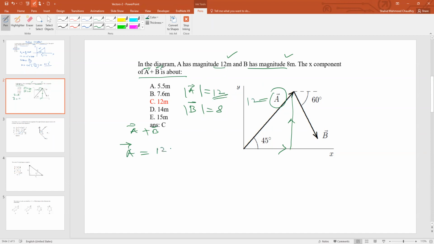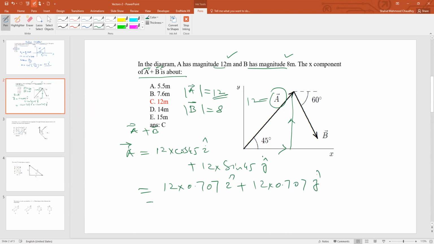So A vector is equal to, its magnitude is 12. So you can write here 12 into cos of 45 into i unit vector plus 12 into sine of 45 into j unit vector. So you can solve this one, that 12 into cos 45 is 0.707 into i plus 12 into 0.707 into j. So when you solve this one, I am writing the answer here, 8.48 i plus 8.48 j, because the answer will be the same, this one and this one. So this is our A vector.